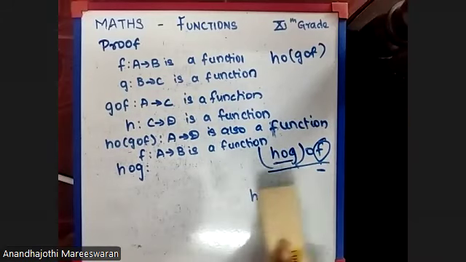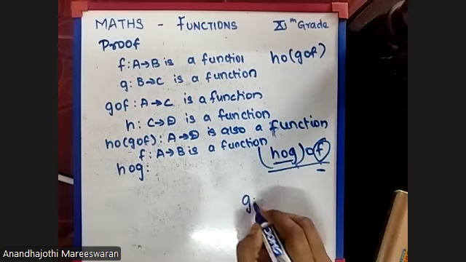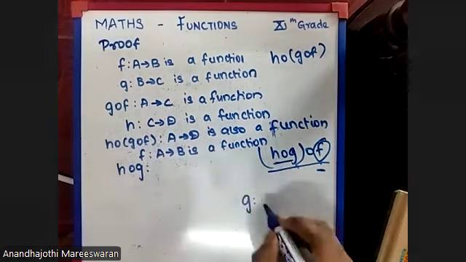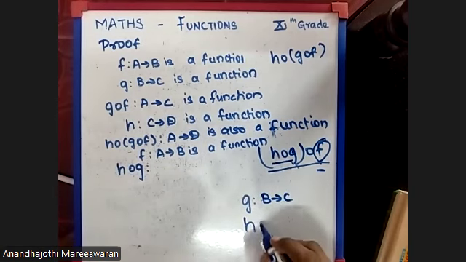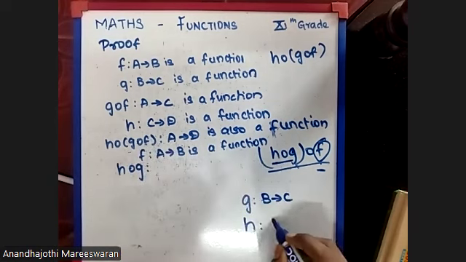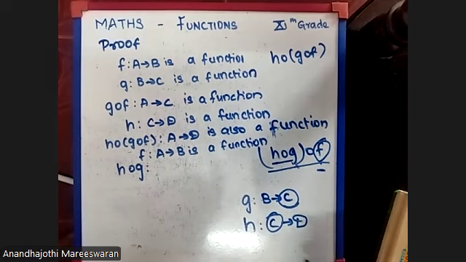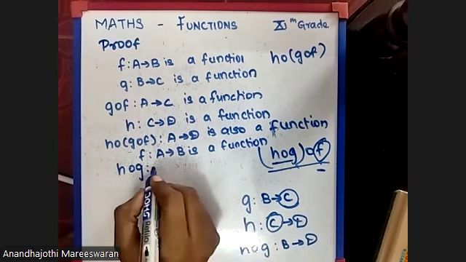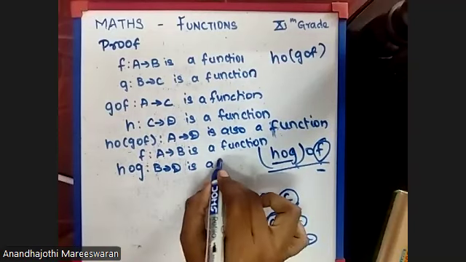Now we are going to find it for H circle G. Shall we start? So G is a function that maps B to C. Who is remaining? H. H is a function that maps from C to D, right? Here both these are the same. So H circle G maps from B to D as a function.